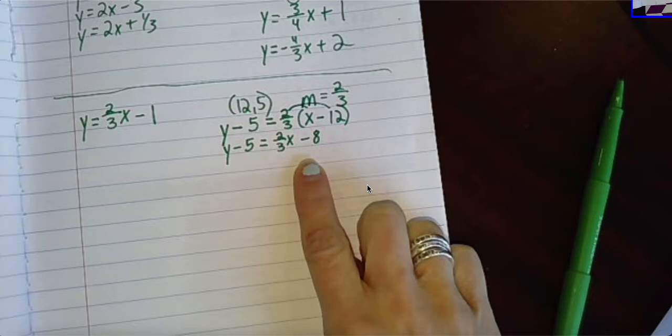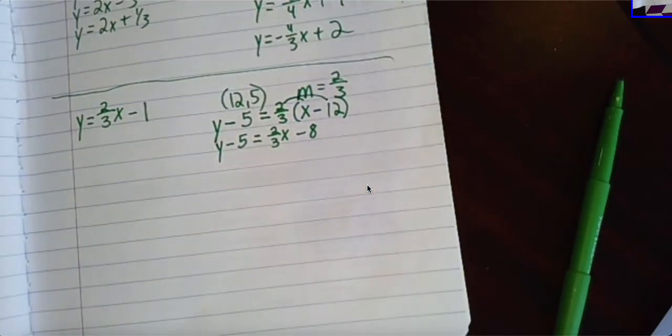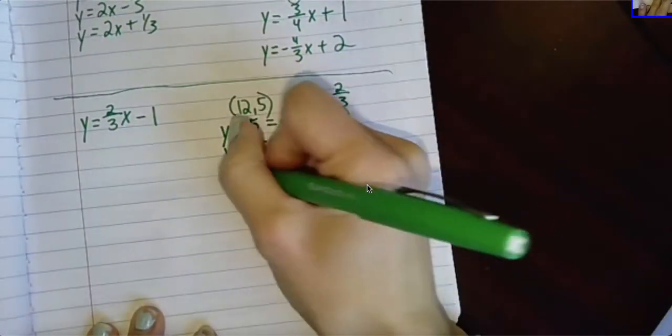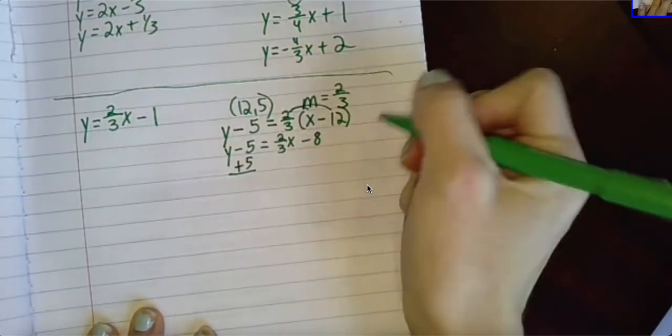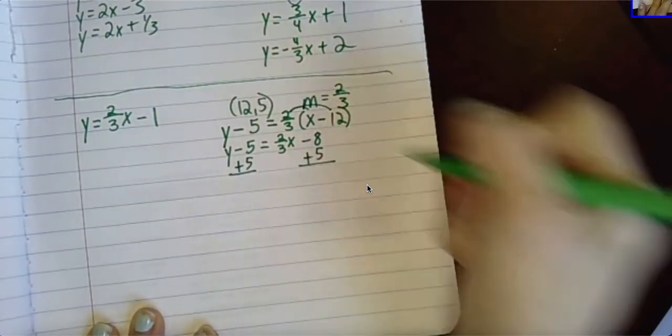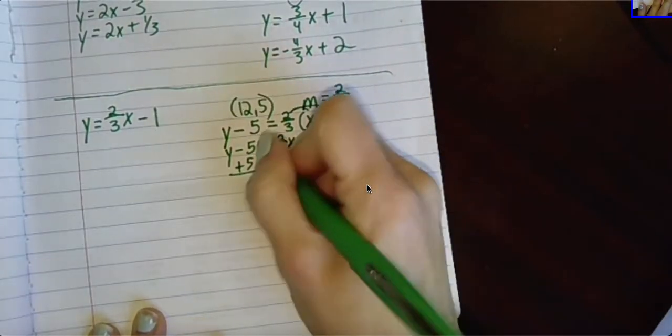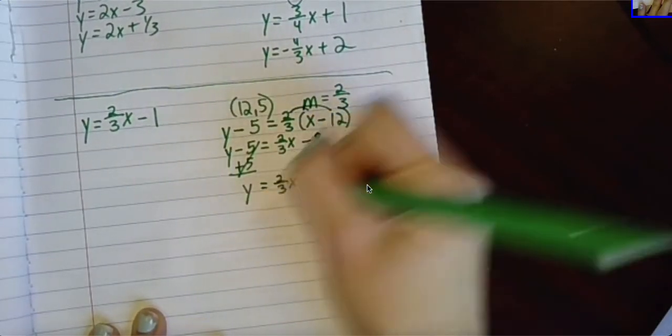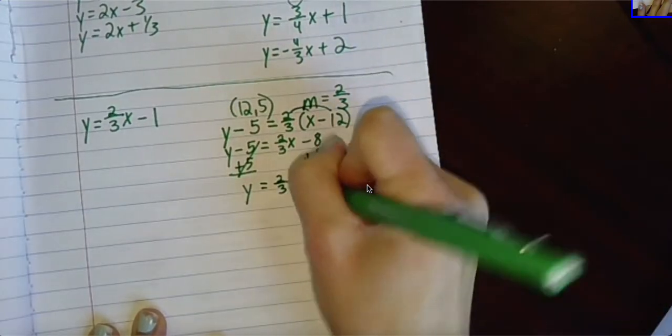Are we done? Is y all by itself? No, remember we said we do those 2 steps. Distribute, and now let's move the 5 over. So I'm going to add 5 over here to that number. So I get y equals 2/3 x minus 3.